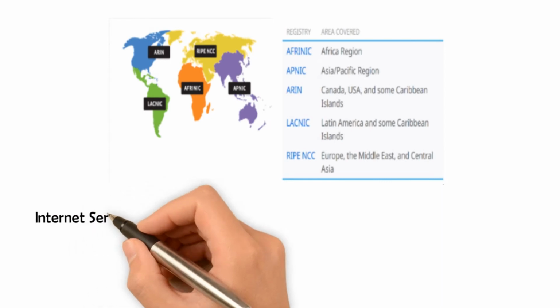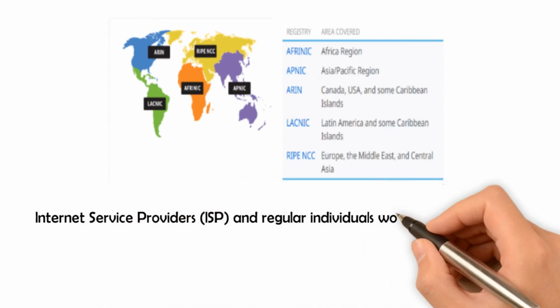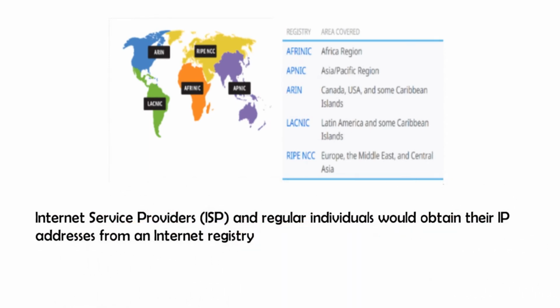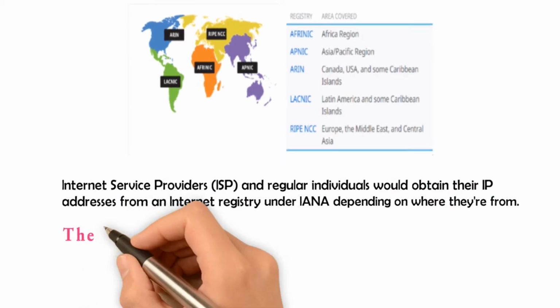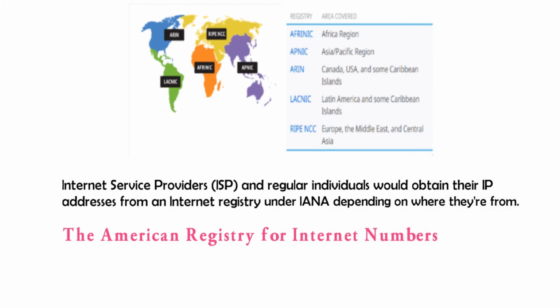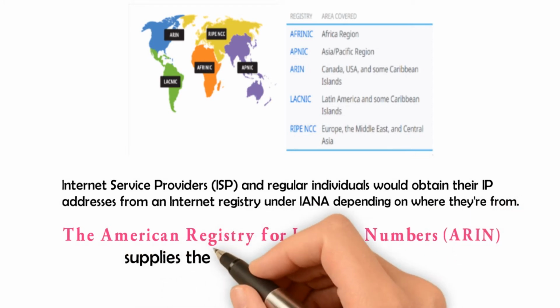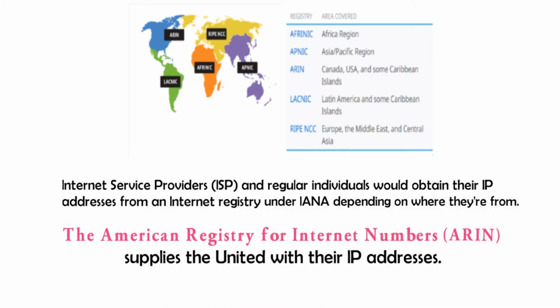Internet service providers and regular individuals would obtain their IP addresses from an internet registry under IANA, depending on where they're from. The American Registry for Internet Numbers, ARIN, supplies the United States with their IP addresses.